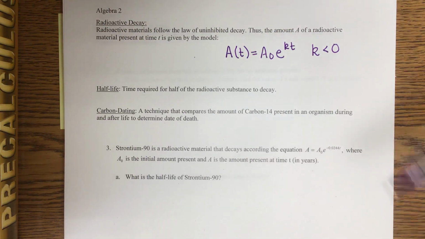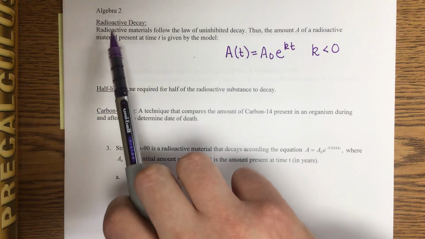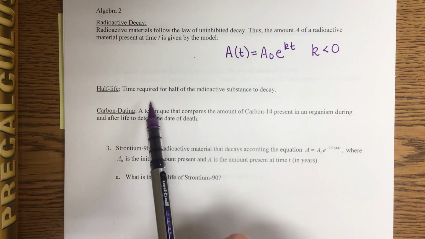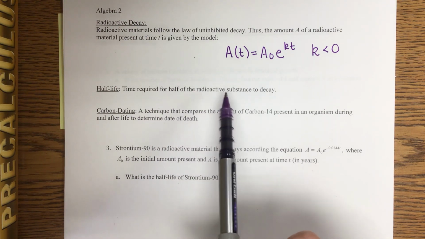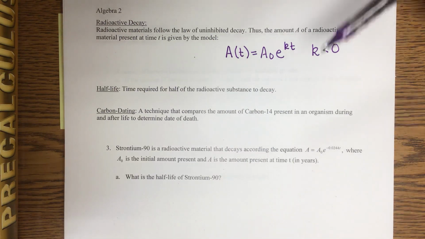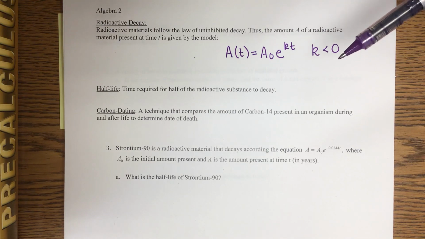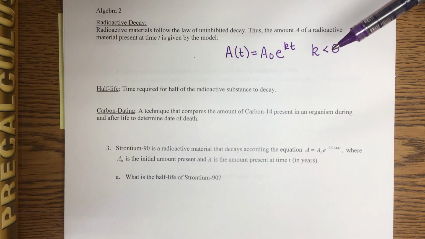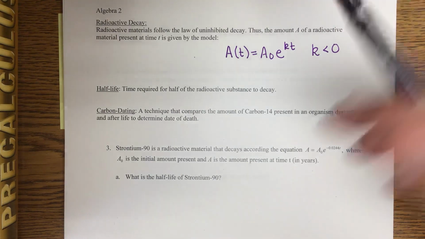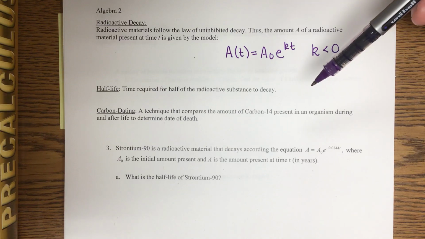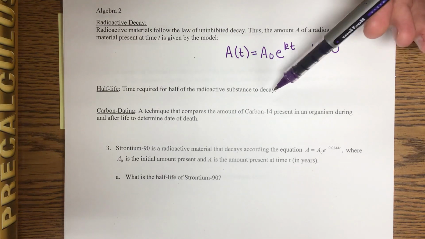So you may have talked about this in a science class previously, but every radioactive material has a half-life, and it is the time that it takes for half of the radioactive substance to decay. Materials that are radioactive are unstable, and because they're unstable, they decay over time. So scientists use their half-life to help measure a certain amount of time based off of how long it takes for the substance to decay.